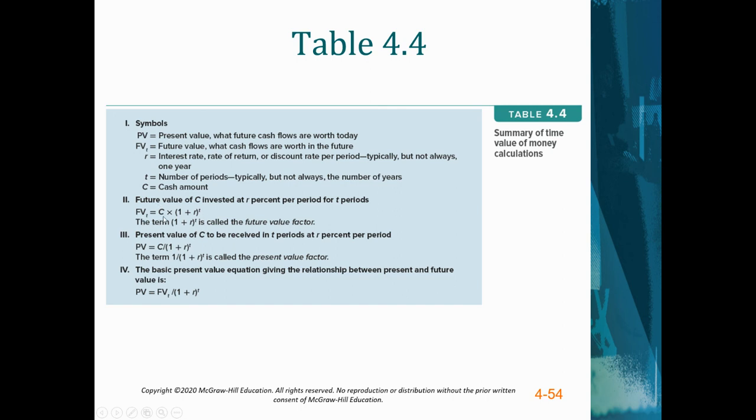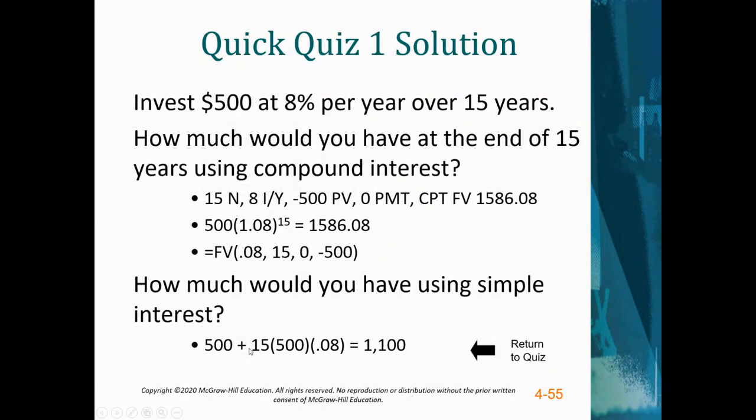The future value is C, where C is basically the present value, times (1 plus R) to the T. Here (1 plus R) to the T is called the future value factor. The present value is C over (1 plus R) to the T, where C is the future value, and 1 over (1 plus R) to the T is called the present value factor. I multiply whatever future value I have times that number, and it gives me the present value. And the basic present value formula is PV is equal to FV over (1 plus R) to the T. Now this T denotes how long in the future that's going to be. All right, we've already done all these examples.